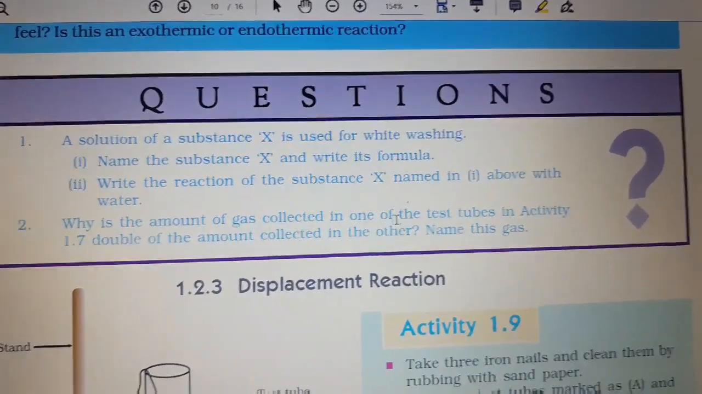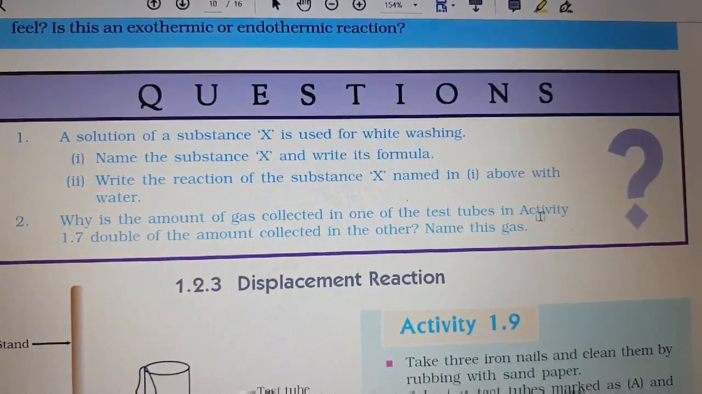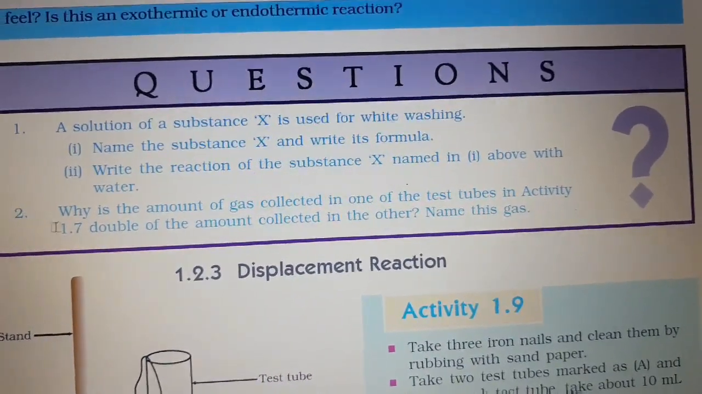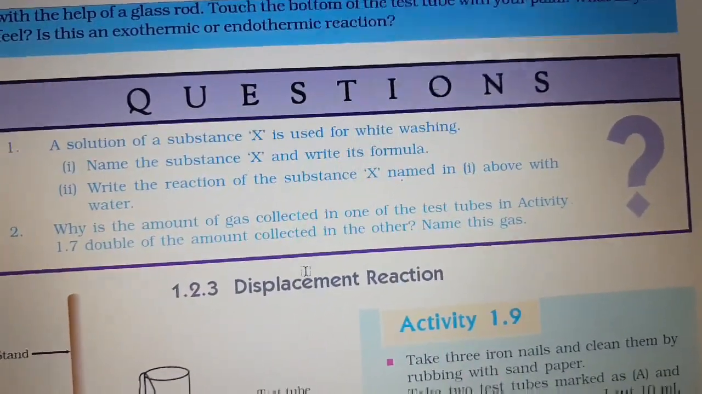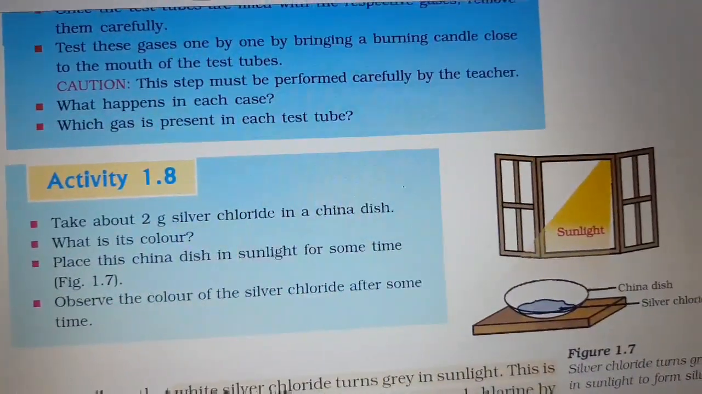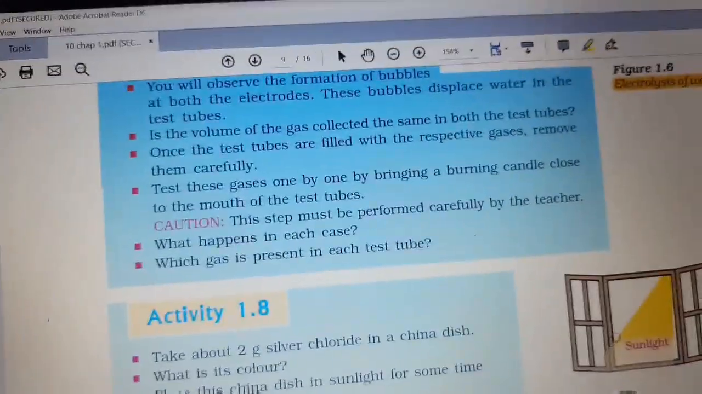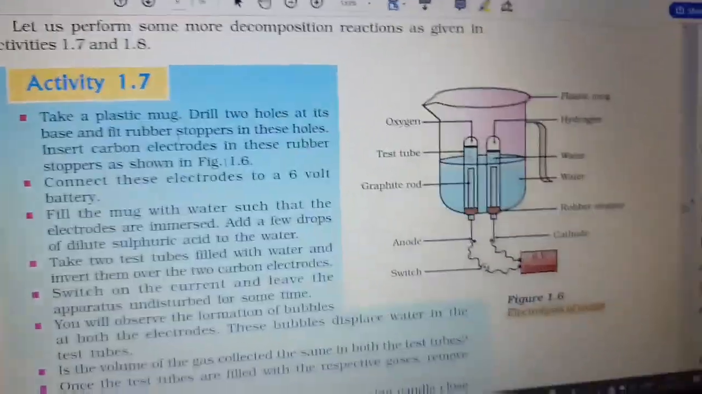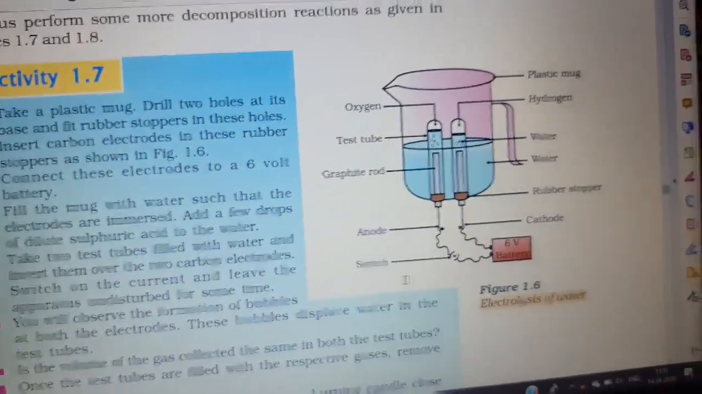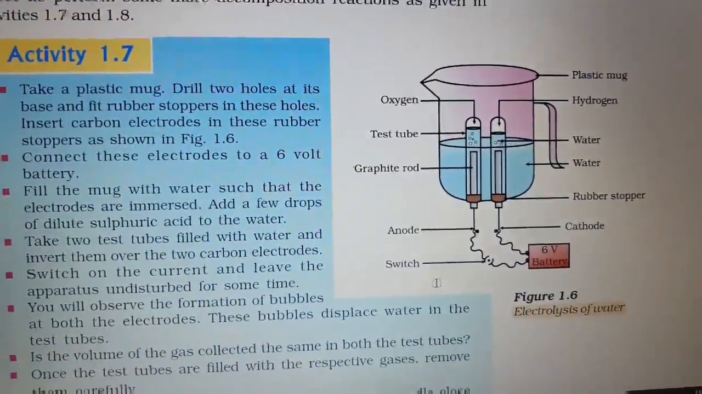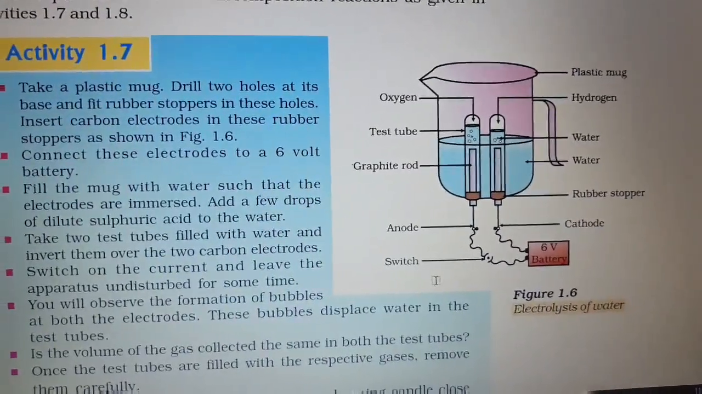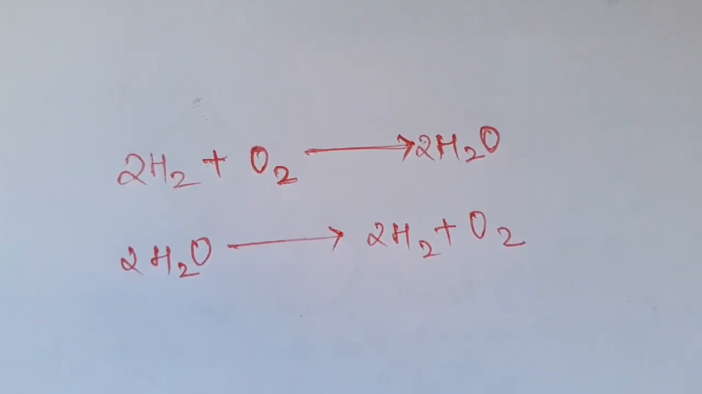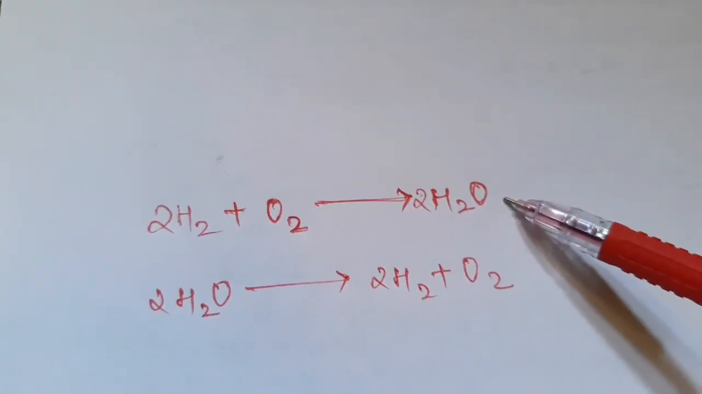Next is: why is the amount of gas collected in one of the test tubes in activity 1.7 double the amount collected in the other? Name this gas. Actually, activity 1.7 was nothing but our electrolysis. If you go back to the previous slides, you can see that activity 1.7 was electrolysis. And I told you that in electrolysis there occurs a breakage of the H2O molecule into H2 and O2. So if you go through the balanced chemical equation of the breaking or formation of H2O, you can understand this from the formation of H2O. In the very first reaction, you can see how H2O is formed.